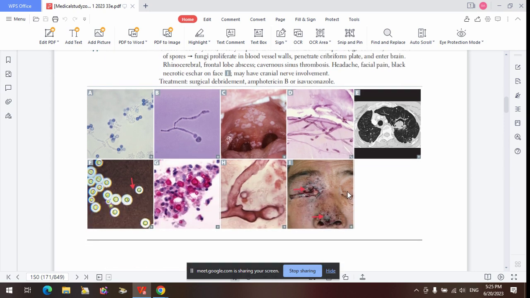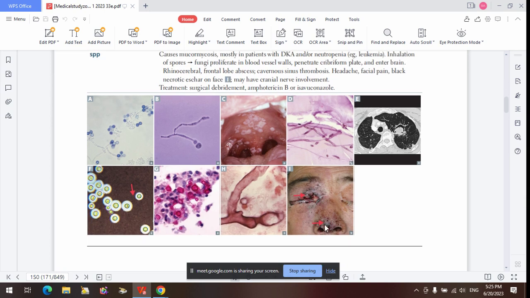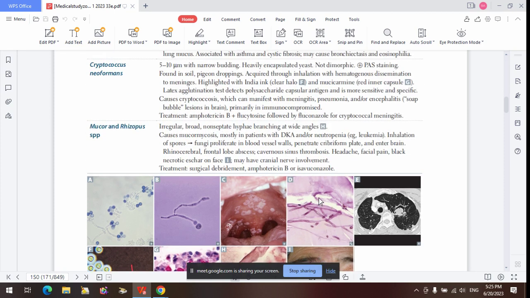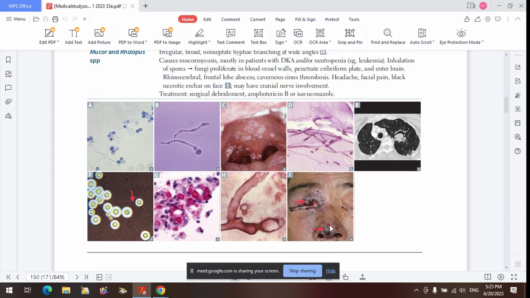Okay, so that is why you can see this presentation. Can you see this necrotic tissue that is found here? This is one way it presents: you have necrotic tissue found within the nose, and it also affects the eye. You can see the problem has already started.